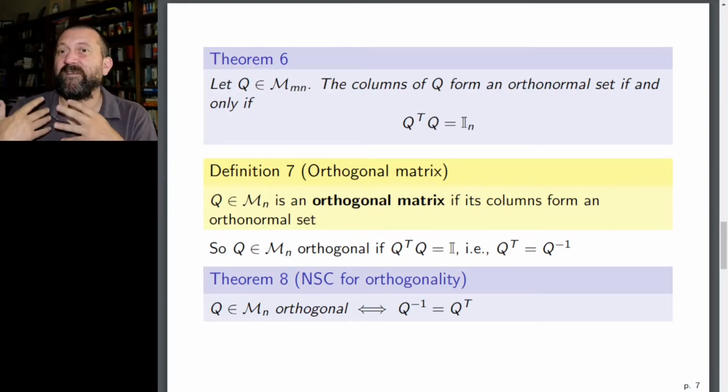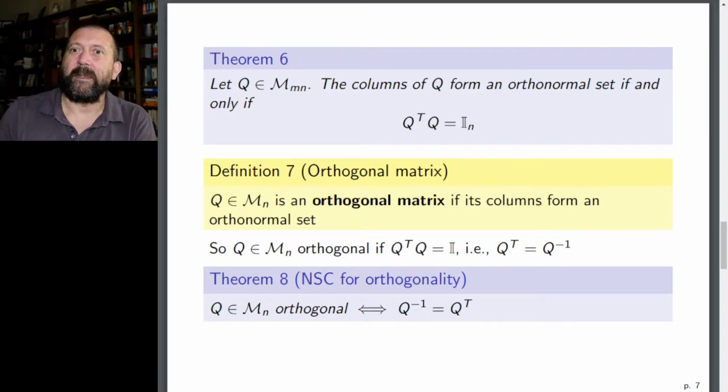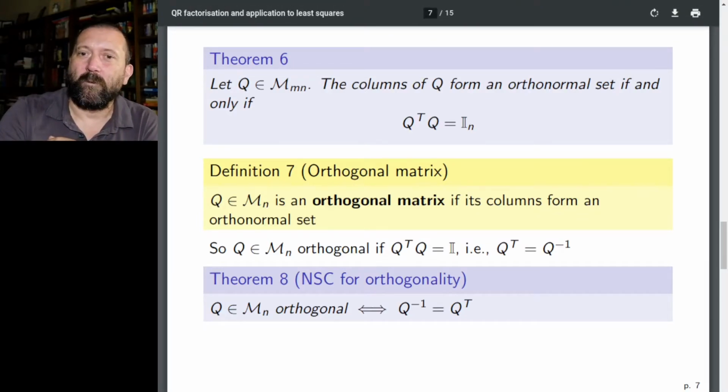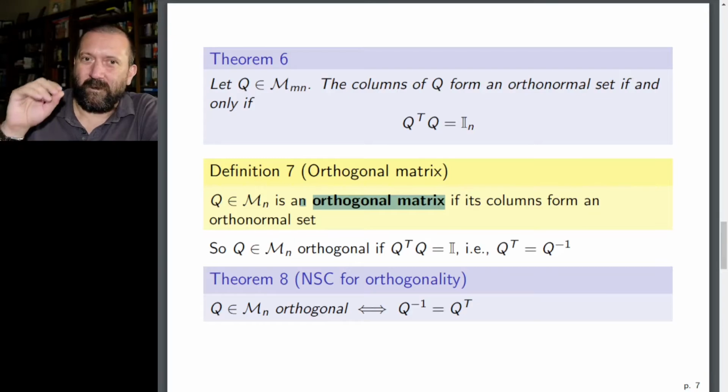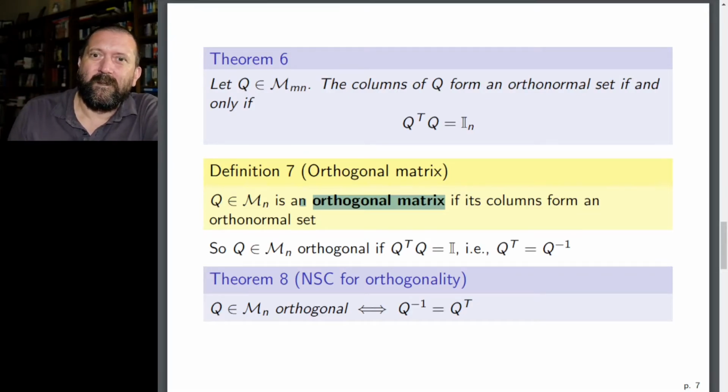Now, if a matrix is square and has the property that its columns form an orthonormal set, we call it an orthogonal matrix. So we call orthogonal a matrix whose columns form an orthonormal set.